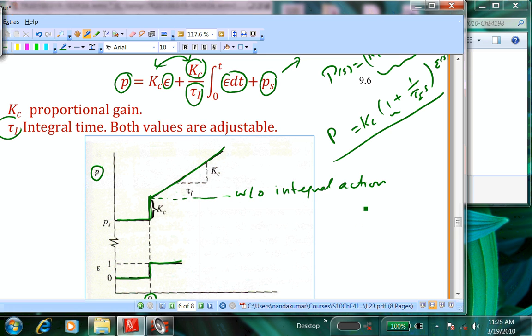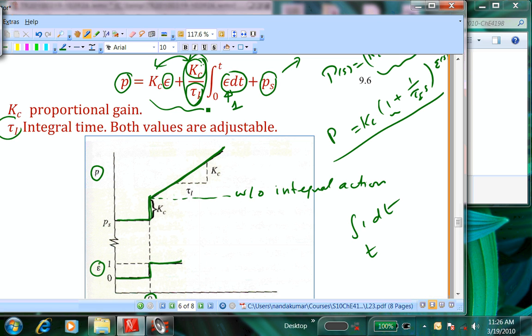If the error is constant, what is the integral of 1 dt? Error is 1, right? So what is the integral of 1 dt? It's simply t, right? So it increases linearly with time. And what is the slope of that linear increase? It's Kc over tau I, because that's what we have, Kc over tau I. You see it here. So all we're doing is in epsilon we are putting 1 and carrying out the integration and plotting the net effect in the time domain.